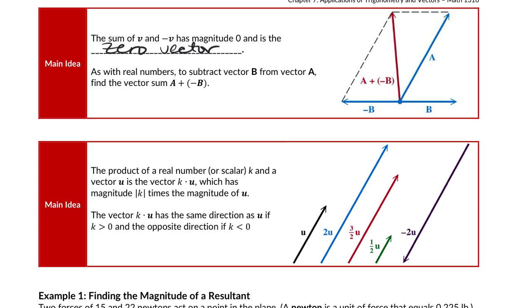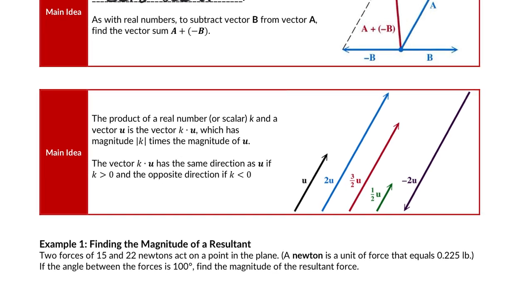The last thing here is that the product of a real number or scalar, some number k, and a vector u is the vector k times u, and has a magnitude of k times the magnitude of u. That is basically telling you that if you take a vector quantity and you double it, the magnitude will double. If you take a vector quantity and you take a half of it, the magnitude will become half of it.